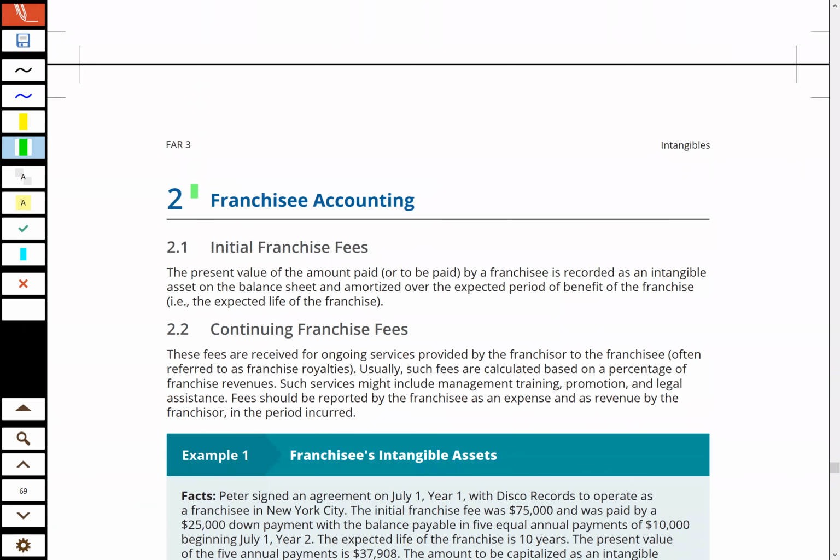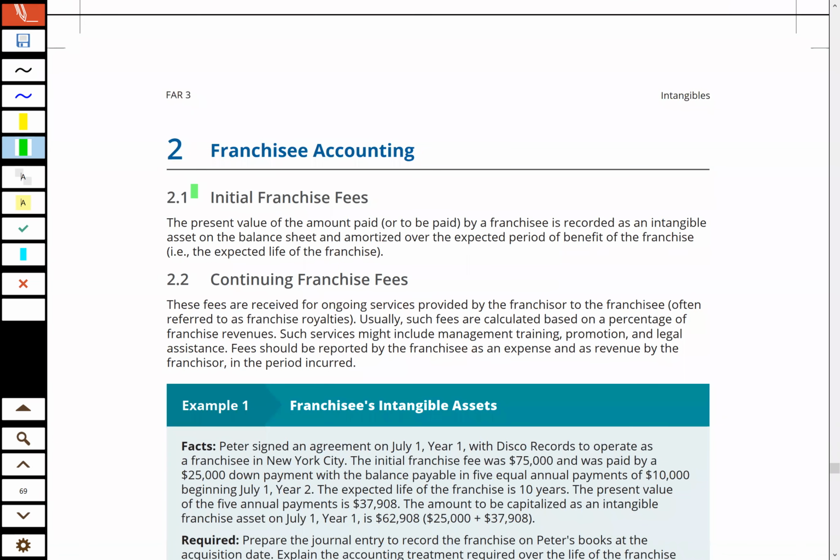Let's talk about franchise accounting. And we're talking about accounting from the standpoint of the franchisee. This is the person buying the franchise. We have talked about accounting for the entity selling the franchise in our revenue recognition requirements. Do you have one obligation, several obligations? Is it over time? Is it all at one point? Remember, we talked about all that back in F1. Okay, so that has already been discussed.